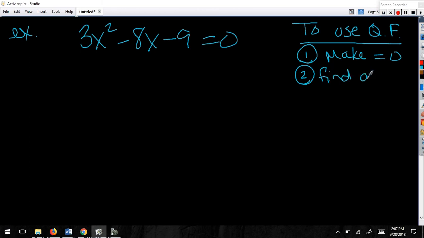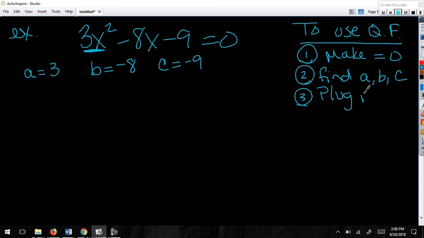Next, what you want to do is find A, B, and C. Okay? Looking at this equation, what is A? The number in front of x squared here. 3. That's right. How about B? What is B? Negative 8. And how about C? Okay? Once you list A, B, and C, all it is a plug and chug kind of problem, okay?